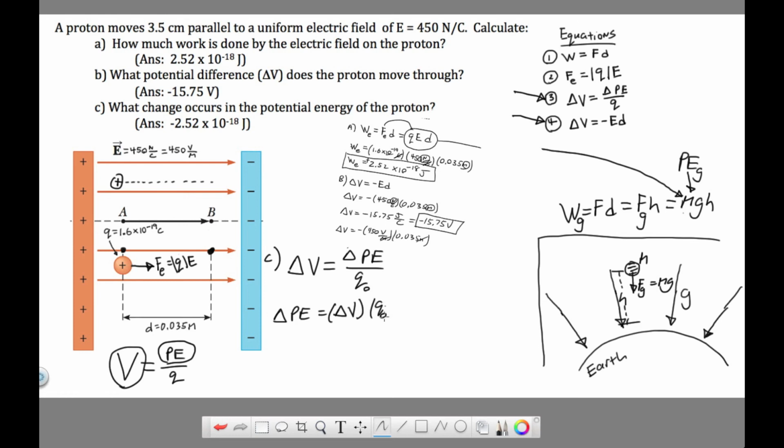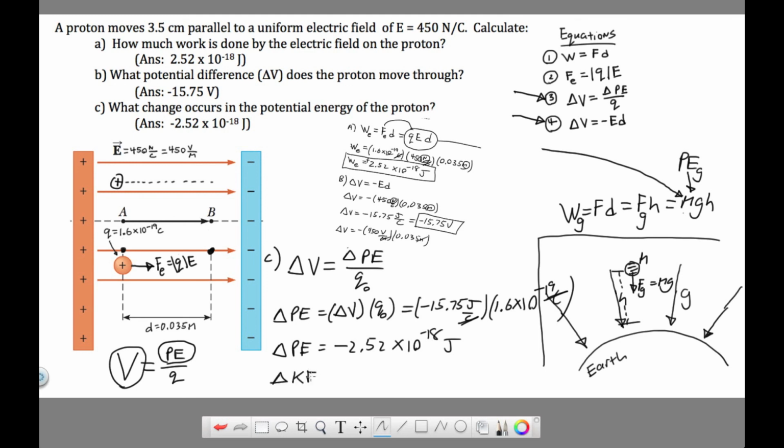So we have that, and let's see, the potential difference from A to B was negative 15.75. Now a volt is a joule per coulomb, and then the charge of a proton is 1.6 times 10 to the negative 19 coulombs. The coulombs cancel, and we get a change in potential energy equal to negative 2.52 times 10 to the negative 18 joules. Which means, now the problem doesn't ask for this, but I'll mention it real quickly.